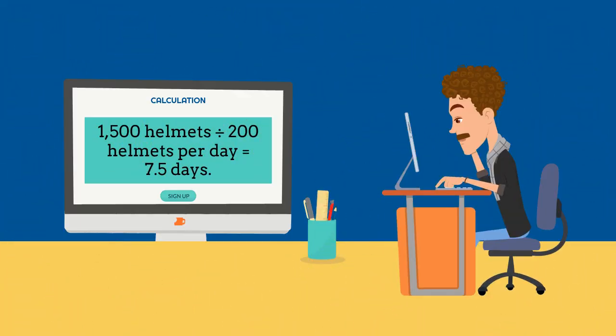Let's calculate the total production time. 1,500 helmets, 200 helmets per day, 7.5 days after rounding up. This equals 8 full working days of production. To ensure smooth operations, ERP also adds 1 day for machine setup and 1 day for final quality inspection, giving a total of 10 production days.